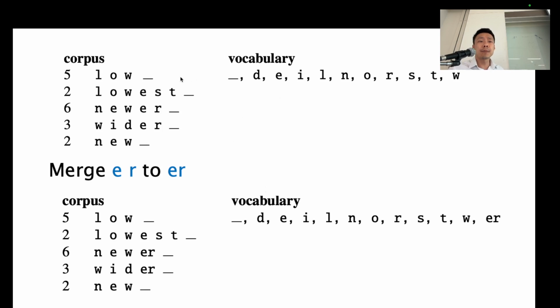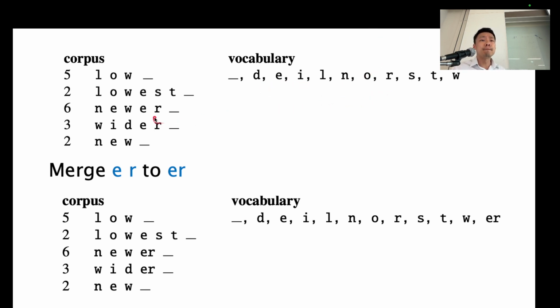Okay, suppose you have this corpus with low, lowest, newer, wider, and new. You find low 5 times, lowest twice, newer 6 times, wider 3 times, and new twice. At first, your vocabulary is just all the characters that you see in your data. Usually it would be very large, right? But for this example, we only consider these.